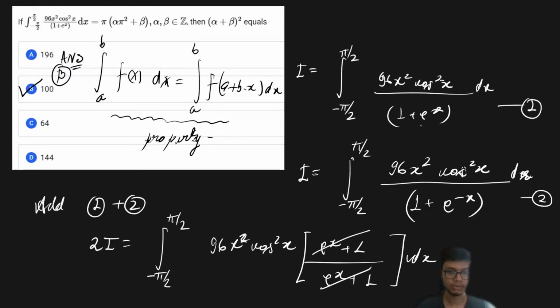So the solution to the question is going to be 100, and that is option number B over here, right? Are you all getting option number B as the correct answer? Please let me know. I'm leaving the by parts calculation up to you, so solve it and let me know.